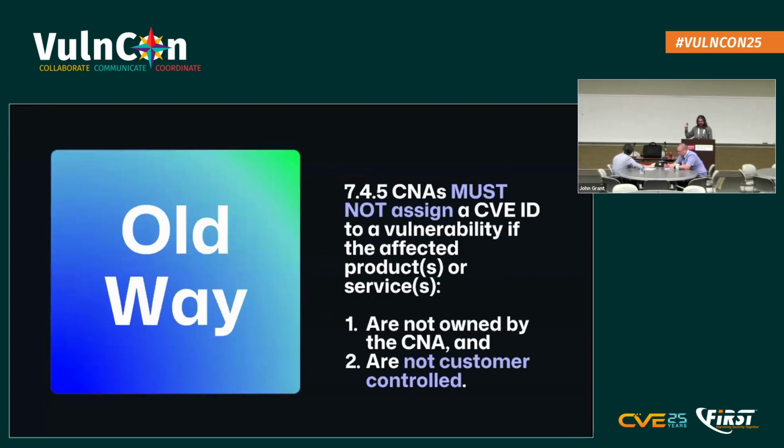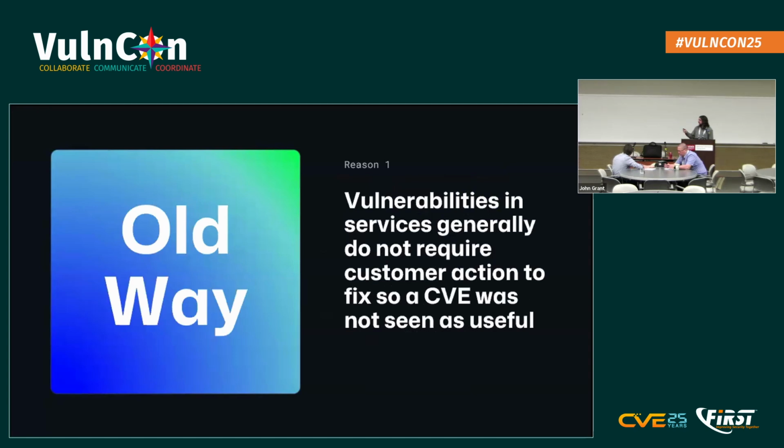So the old rules said that you could only assign a CVE ID if the vulnerability was not customer controlled, if you were the provider of that service. If you didn't own the service or the product was not customer controlled, then you could not assign a CVE ID. There were a couple of reasons for this. One is that vulnerabilities in services generally didn't need anybody to take an action on them, because the person who owned the service already fixed it for everybody.